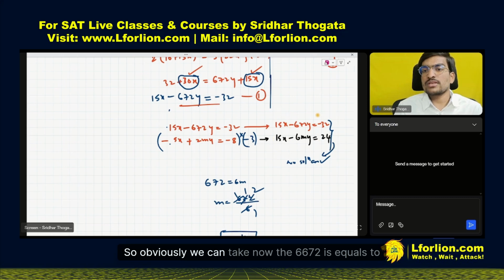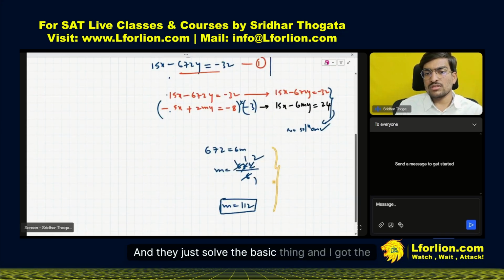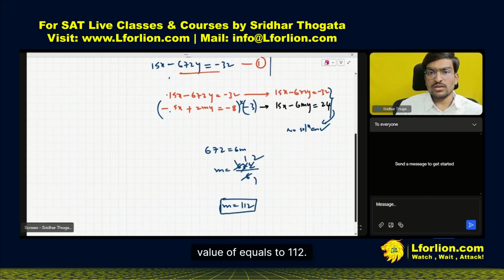So obviously we can now take the 6672 is equal to 6. They are in the condition of a no solution equation, and I solved the basic thing and got the value equal to 112.